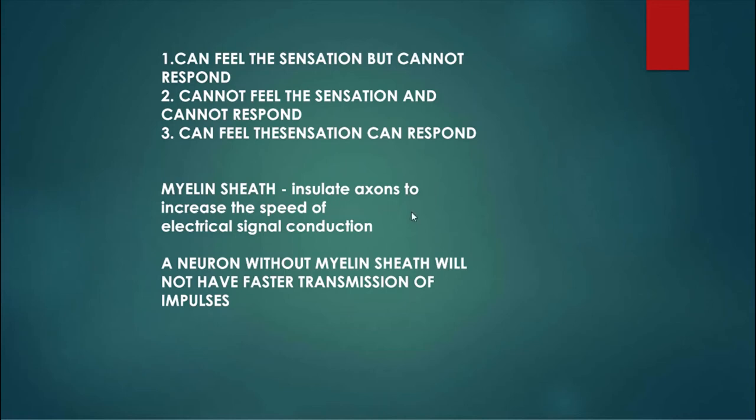And then we said that the myelin sheath insulates axons to increase the speed of electrical signal conduction, right? So a neuron without myelin sheath will not have faster transmission of impulses, right? Now let's look at how they phrase questions under this topic.